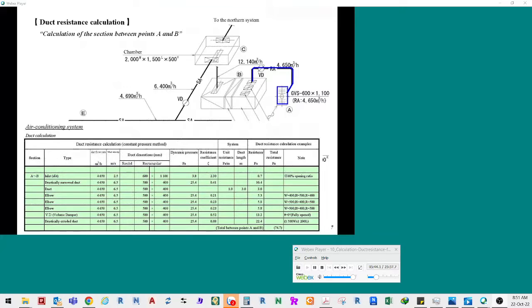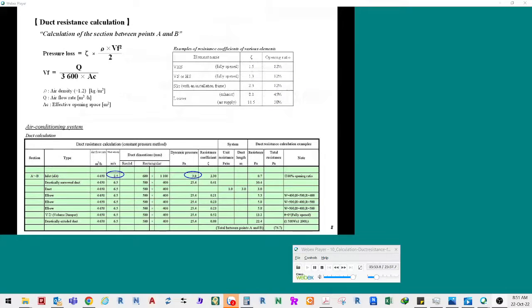The duct resistance of the section from points A and B is as shown on the slide. Use the calculated wind velocity to calculate the dynamic pressure. Determine the resistance coefficient of the inlet port with reference to engineering data provided by manufacturers. In the sample system, a slit is adopted. The resistance coefficient is 2.3.